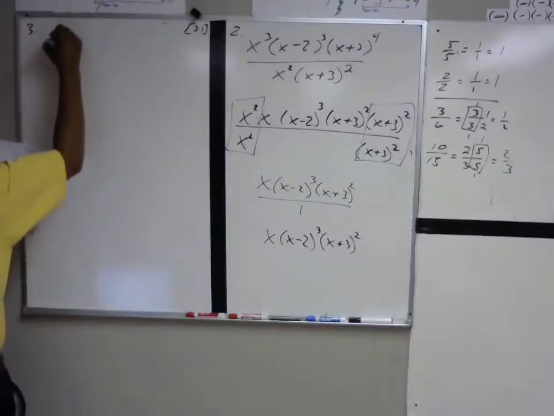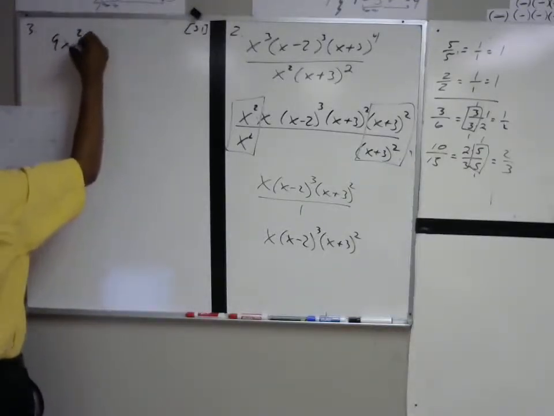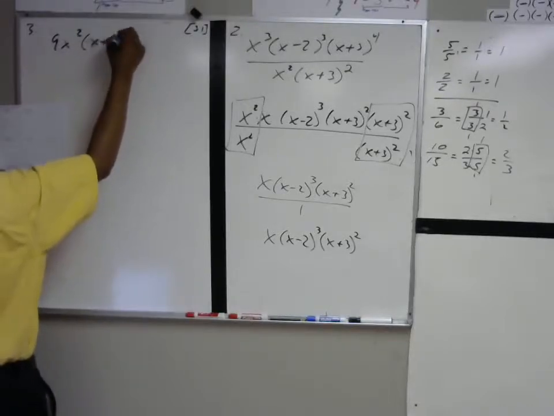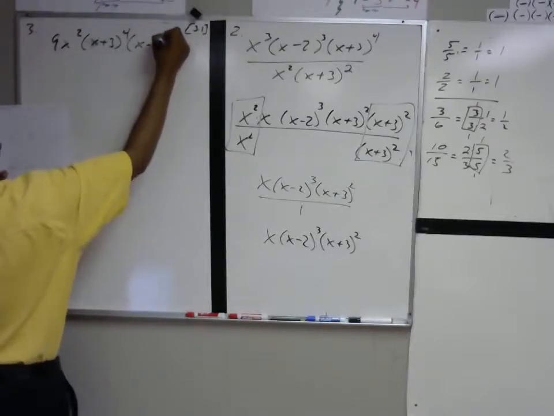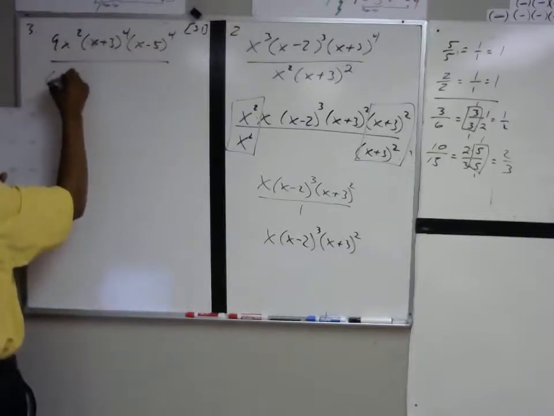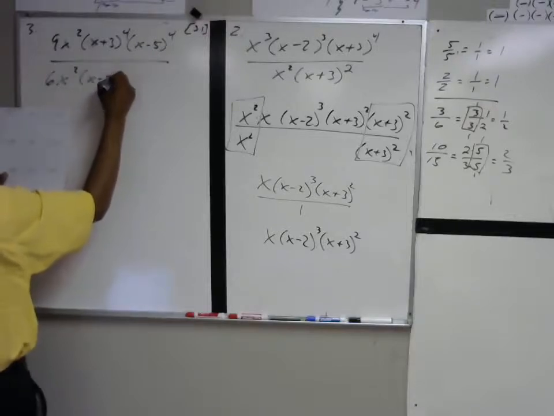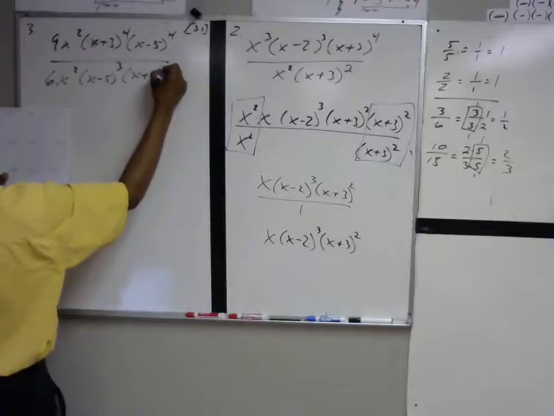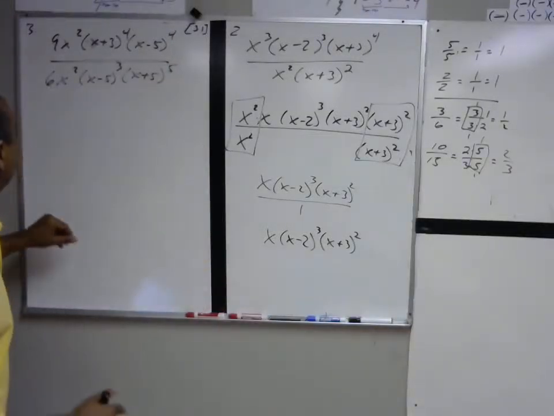Next, we have 9x to the second power. We have x plus 3, that's to the fourth power. We have x minus 5, and that's the fourth power. And that's all over 6x squared, all over x minus 5 to the third power, x plus 5 to the fifth power. Okay. So let's walk through each one of these.